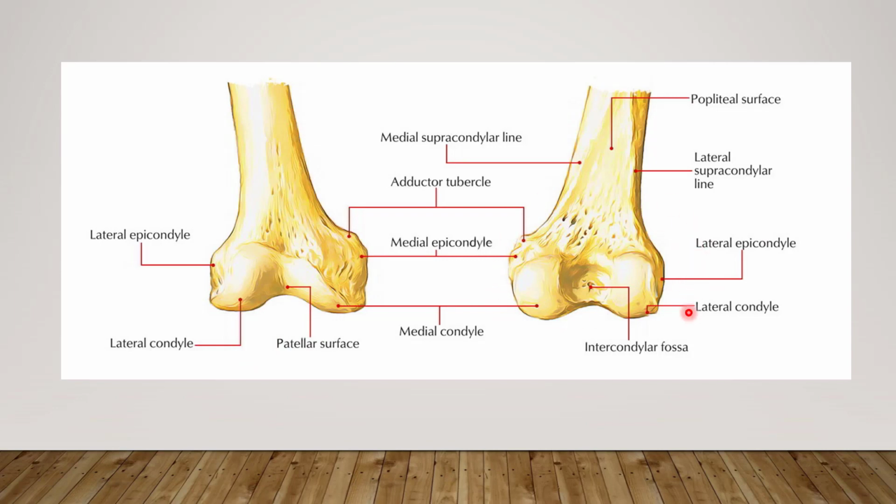This is the posterior surface of the lower end of the femur. This is the lateral condyle, this is the medial condyle. There are medial and lateral epicondyles, but there is an adductor tubercle only on the medial side. The medial supracondylar ridge and lateral supracondylar ridge are present on the posterior surface. In between the medial and lateral supracondylar ridges or lines, there is a surface called the popliteal surface. It gives attachment to the popliteus muscle.